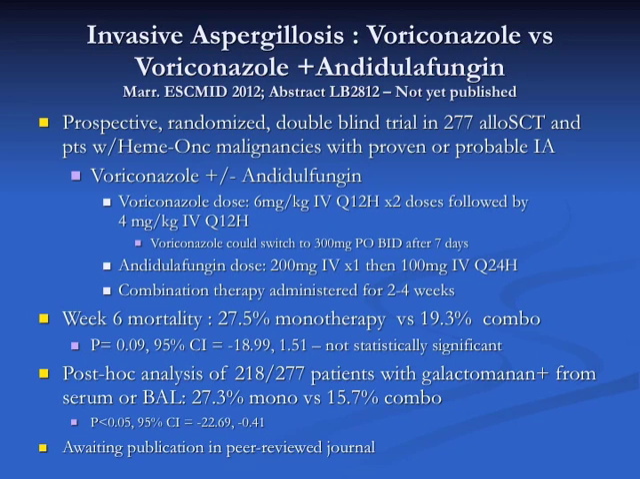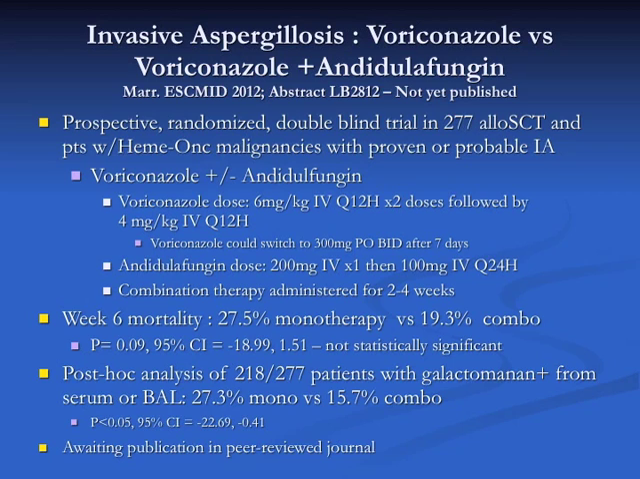So the question has come up whether we should be giving combination therapy for invasive aspergillosis, and this is the only randomized clinical trial data we have so far, and it has not yet been published. This was 277 allo stem cell transplant patients and patients with heme malignancies with proven or probable IA who received Voriconazole plus or minus anidulafungin, and their combination therapy was administered for 2 to 4 weeks, before they went back to single agent Voriconazole.